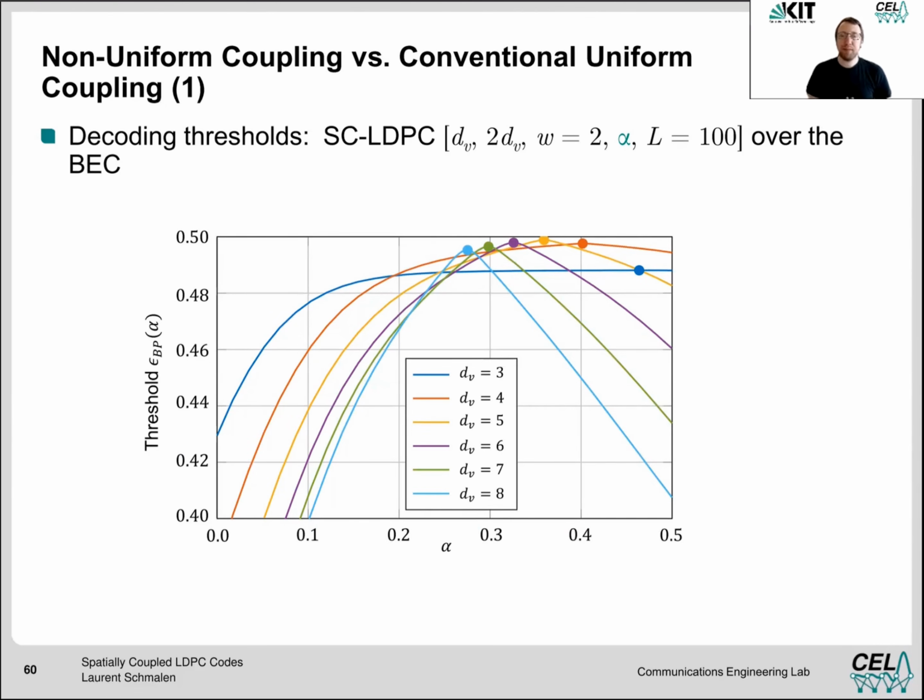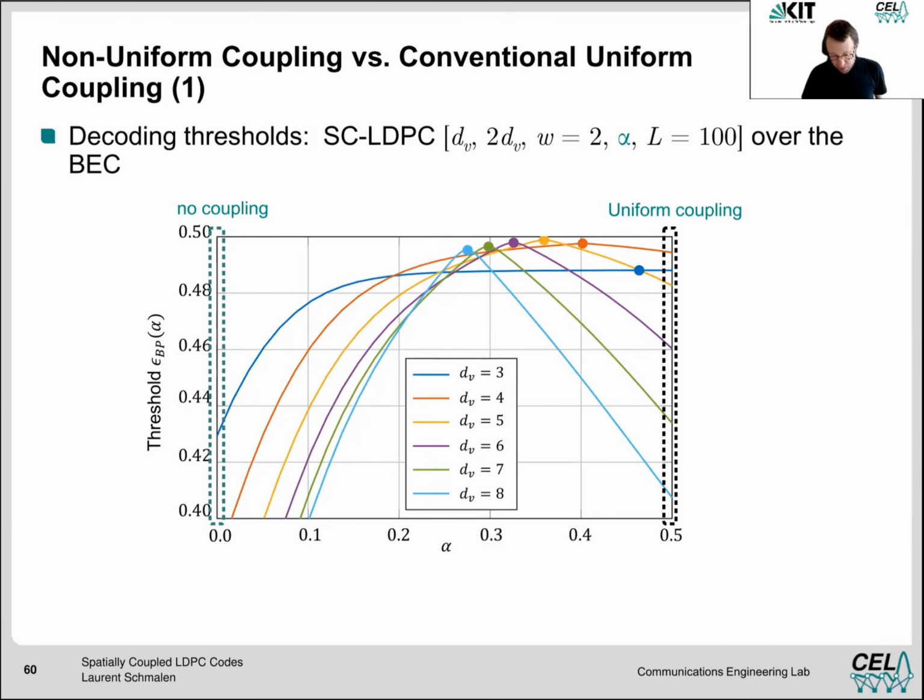We can optimize this parameter alpha, and depending on the parameters of the code, we can see that we actually get very close towards the capacity. On the right-hand side, this is uniform coupling, and we see that with uniform coupling, we only have a few parameters of the code where we actually have good thresholds for W equals 2. No coupling gives bad performance, as we have seen. But if we do non-uniform coupling, we actually become somewhat independent from the parameters and get closer to the capacity.